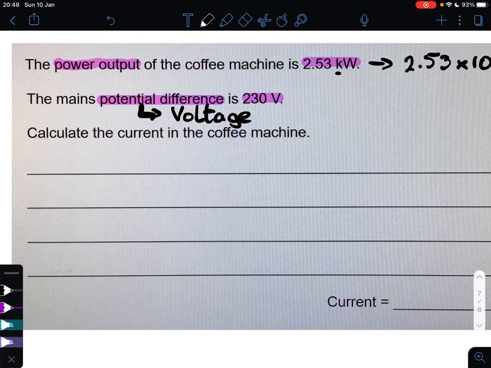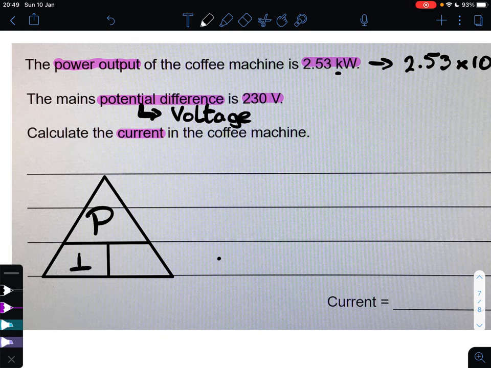Now, they want me to find the current. So my safest bet is to use my triangle. How I would do this is I would write my triangle. I would memorize the triangles before I go into the exam, and then I'd write P, I, V.